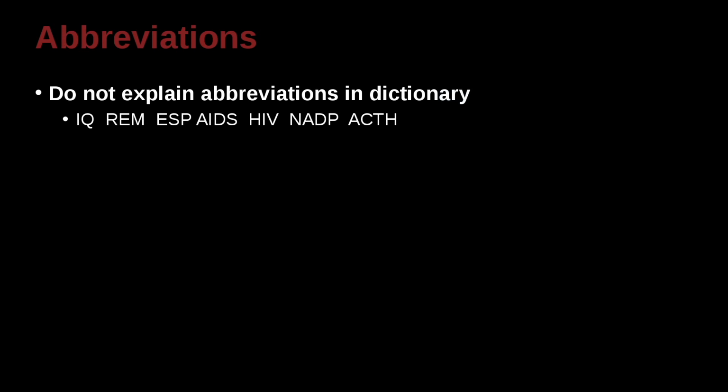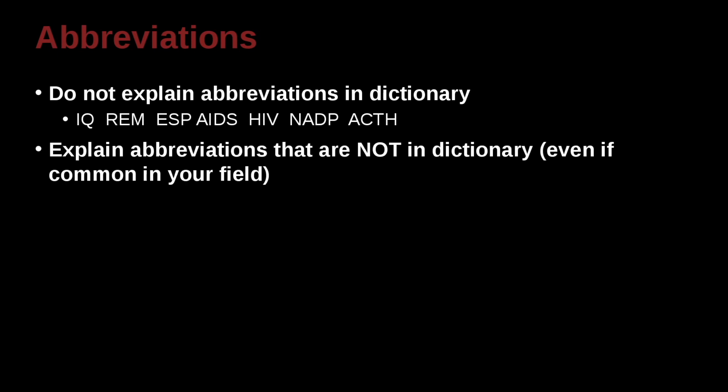So for example, IQ. If you're writing a paper and you use IQ, you do not need to the first time say intelligence quotient. You don't need to write that the first time. REM, rapid eye movement, you don't need to write that. The ESP, extrasensory perception, you don't need to do that. Just use the abbreviation without explaining it because they're in the dictionary. So it's just like a word.